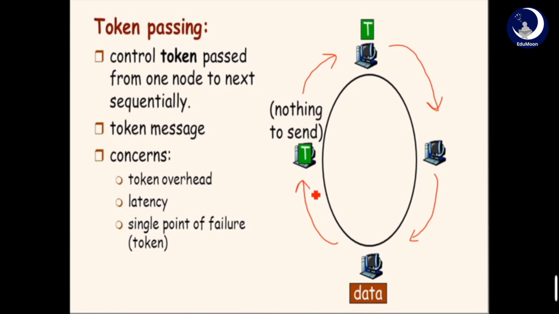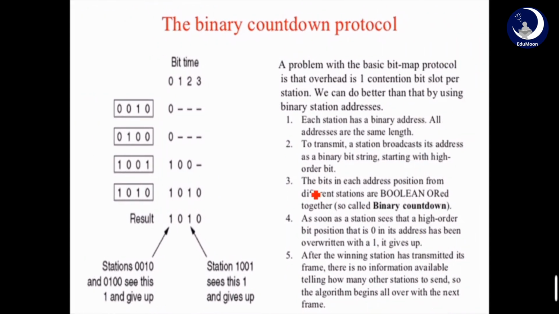Next is binary countdown. Here, all stations are assigned a fixed length binary address, which consists of zeros and ones. For example, here there are 4 different stations, and the first bits of all stations are 0, 0, 1, 1. Now here we have to check which is greater: 0 is less whereas 1 is greater. So these 2 stations will be allowed for the transmission.